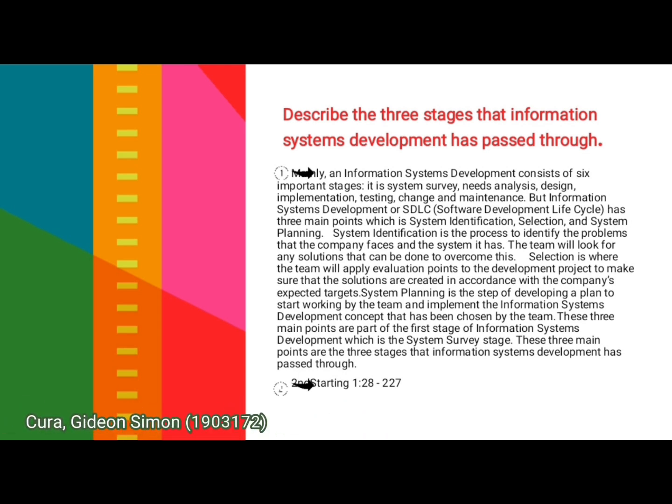Describe the three stages that information systems development has passed through. Mainly, an information systems development consists of six important stages. It is system survey, needs analysis, design, implementation, testing, change, and maintenance. But information systems development or SDLC has three main points, which is system identification, selection, and system planning.